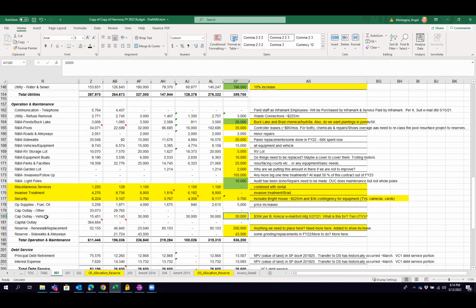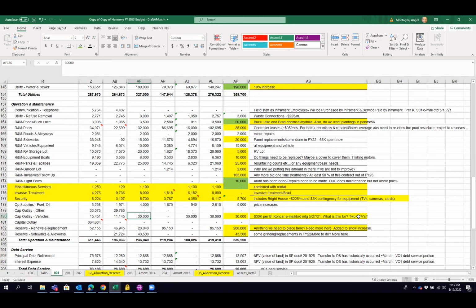Capital outlay vehicles. You have 30,000 budgeted for 22. I kept it the same. Bob Concar's email as of 5/27 stated it was for 2 UTVs. So I don't know what that means. I wasn't there at that point, so I left it in here. So I don't know what you want to do there.